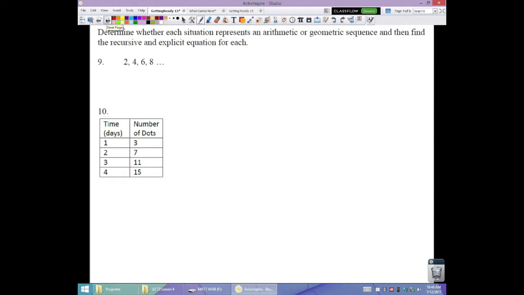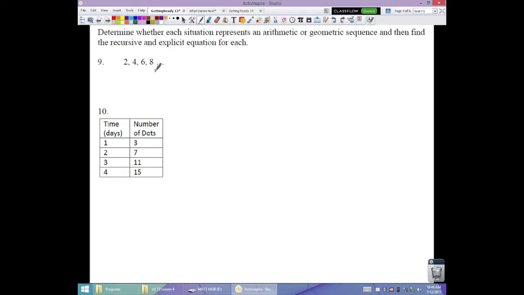Okay, number 9. Now we don't know whether we're looking at arithmetic or geometric, so we have to decide that first, then make both formulas. So, number 9, if you do not notice right away what type of pattern you're looking at, try starting from the back and doing the opposite of what you consider each sequence.